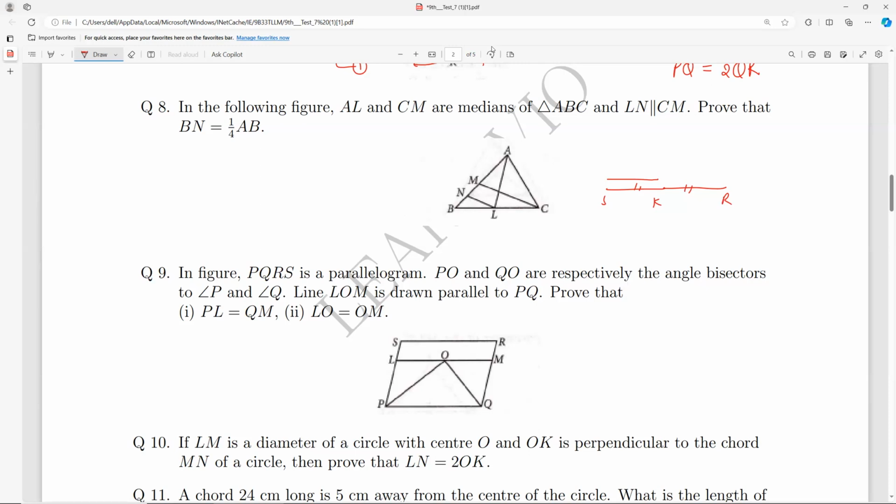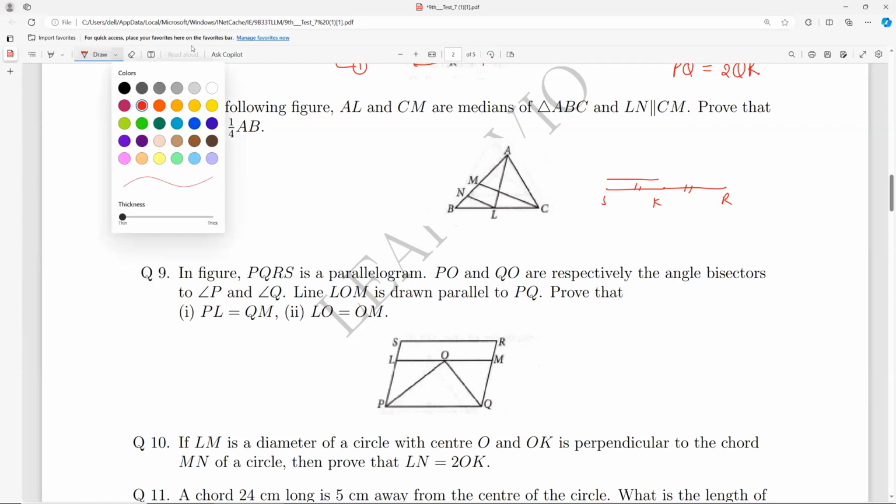So this is also simple. In the following figure, AL and CM are the medians of triangle ABC, and LN is parallel to CM. Prove that BN is equal to one fourth of AB.